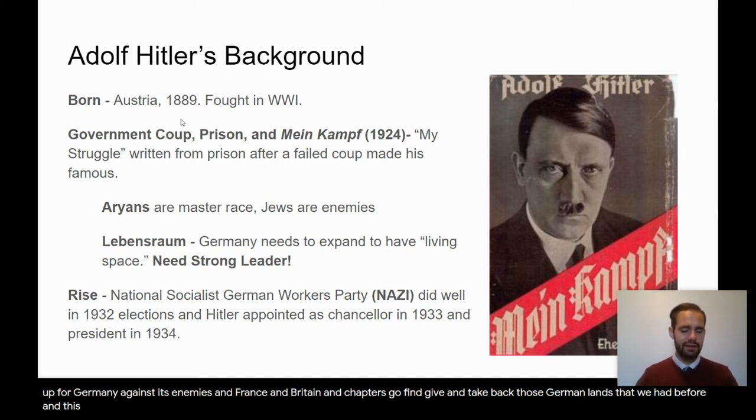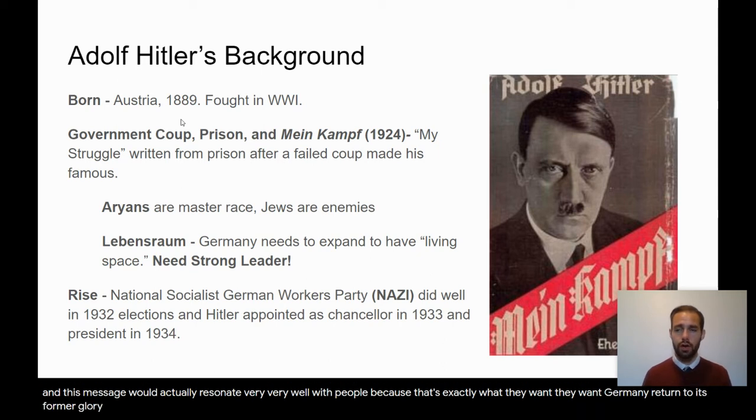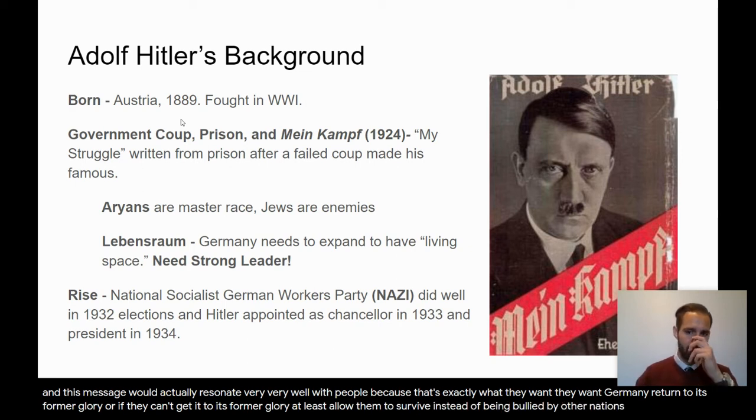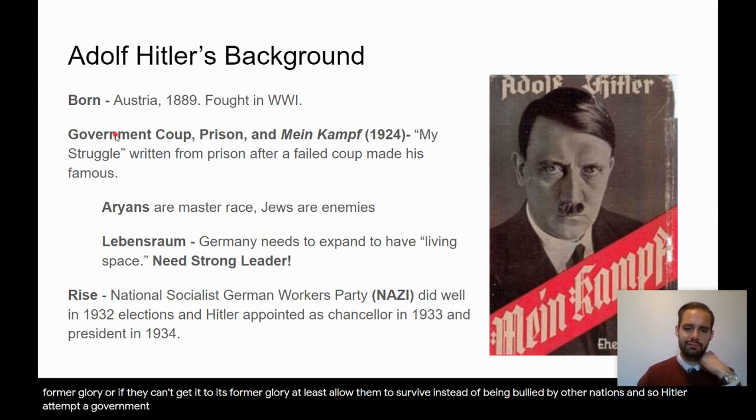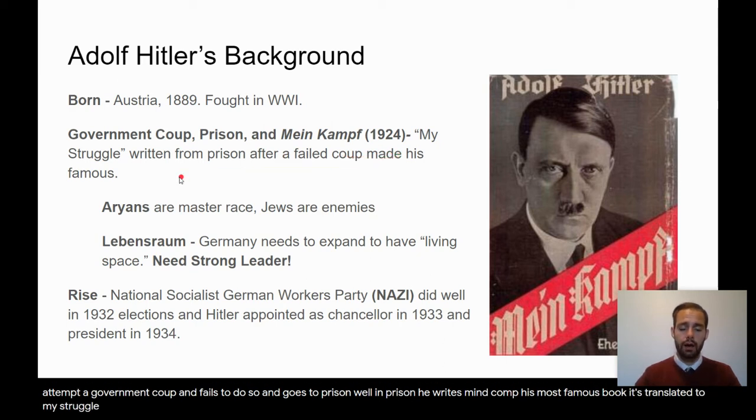And this message would actually resonate very, very well with people because that's exactly what they want. They want Germany returned to its former glory, or if they can't get it to its former glory, at least allow them to survive instead of being bullied by other nations. And so Hitler attempts a government coup and fails to do so and goes to prison. Well, in prison, he writes Mein Kampf, his most famous book. It's translated to My Struggle, in which he explains his points of view.